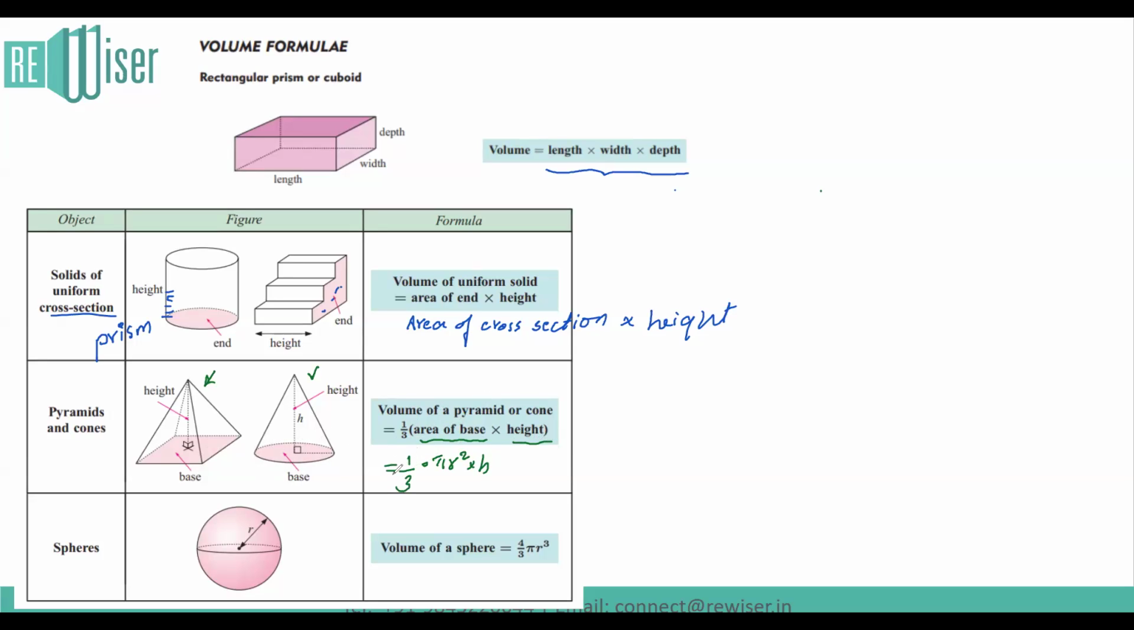So you have to make a note on all these formulae, and we will be doing questions based on these things. In this chapter, we have to learn the formulae, and we should know how to apply these formulas to solve the question. Hope you have made a note.